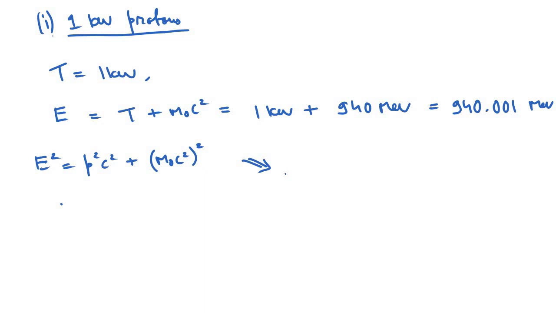Okay, so now if we use this relation, and from this information of T and E, if we put this, then you can check out for yourself that you get p of the order of 1.37 MeV/c. So this means that for the case of 1 keV proton, nuclear reaction cannot happen because this is not greater than or equal to 100. Okay, fine. So what about the next one?